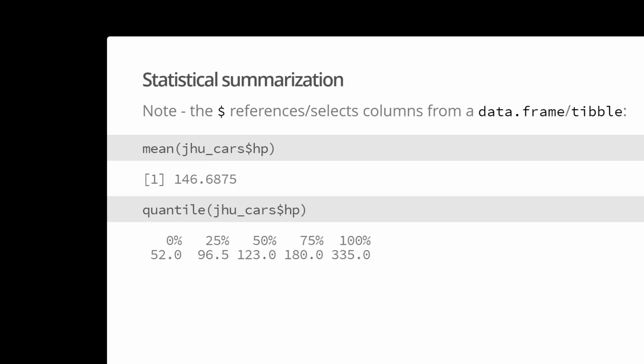If you want to know the mean horsepower in this data set, you would say mean of JHU_cars$horsepower. That'll give you 146.6875, so that gives you one number. If you use the quantile function on horsepower, it gives you different quantiles: the minimum, the maximum, 25th, 75th, and median. So it can let you quickly visualize the distribution of your data. You can provide any custom quantile percentiles that you want to the function.